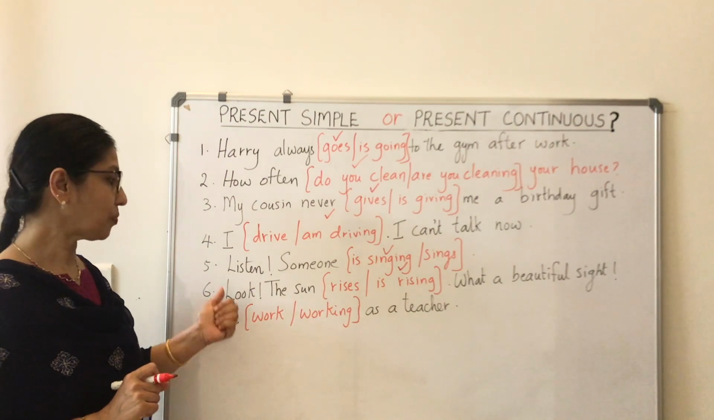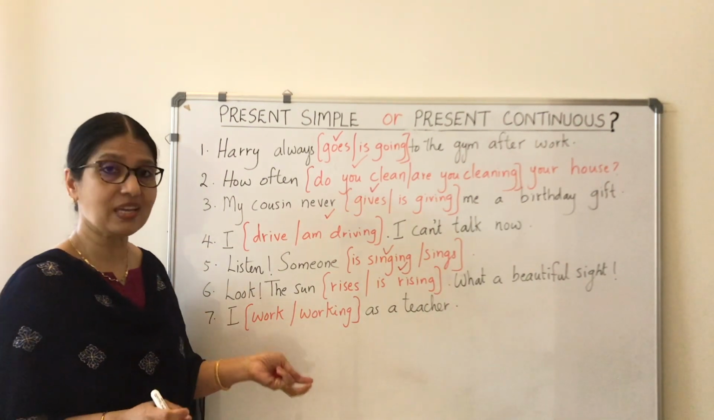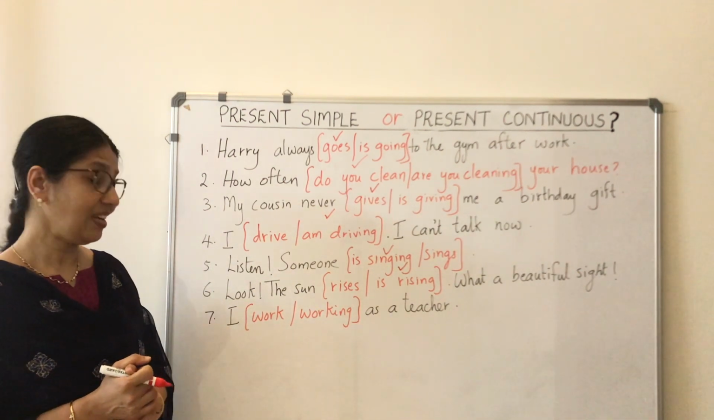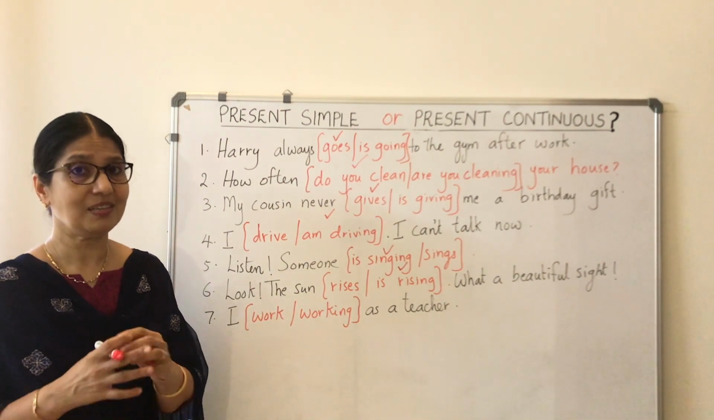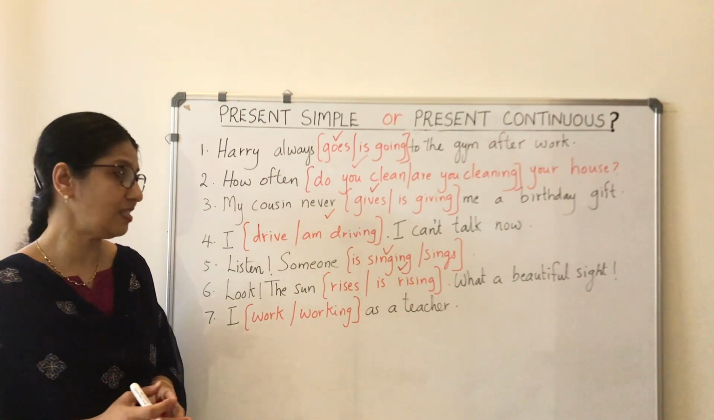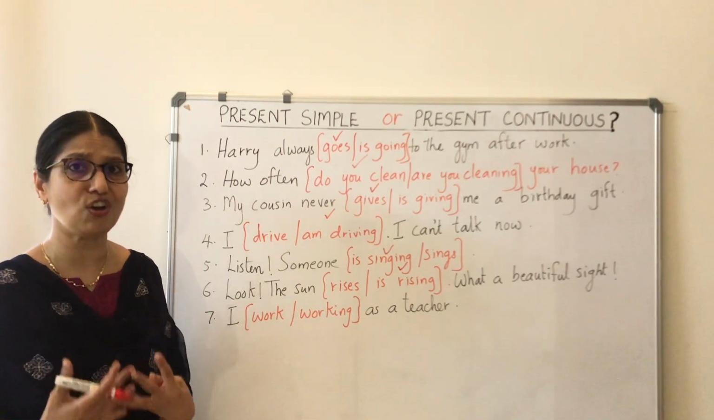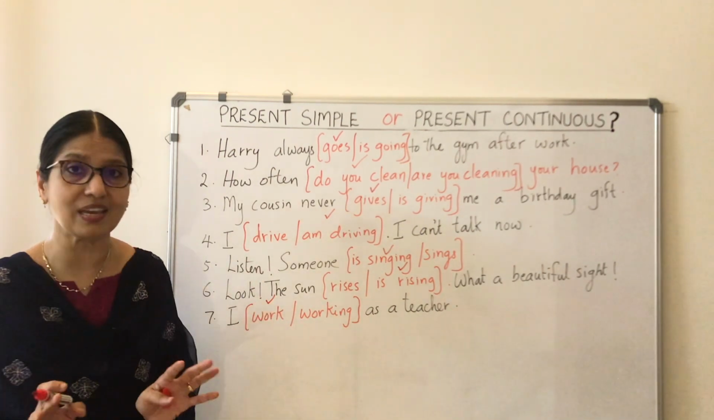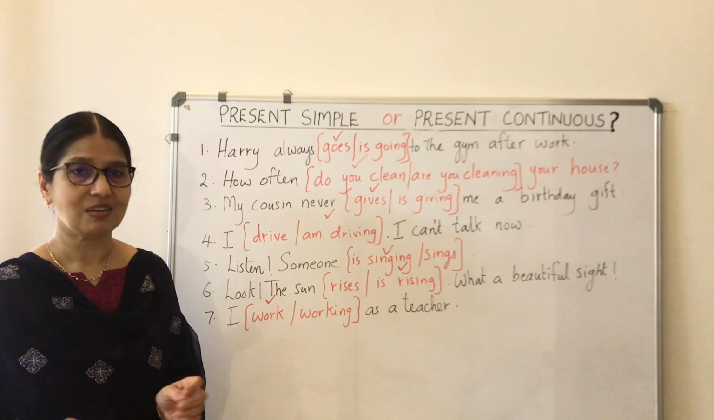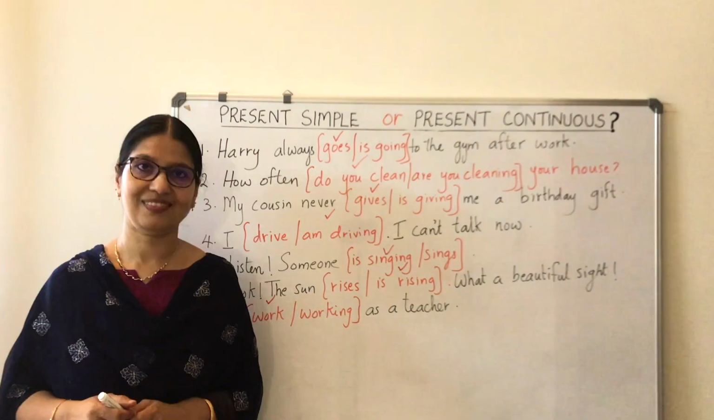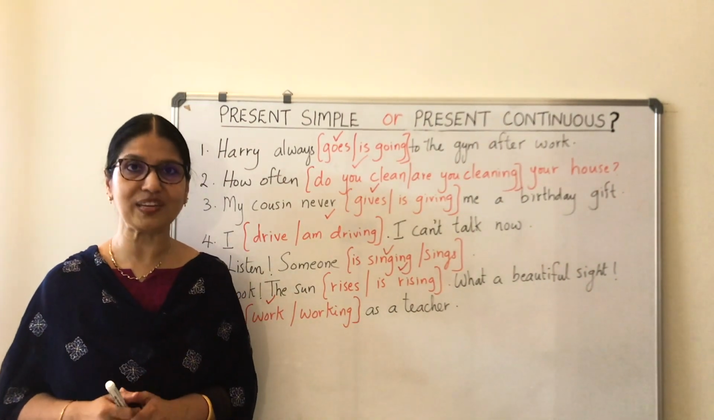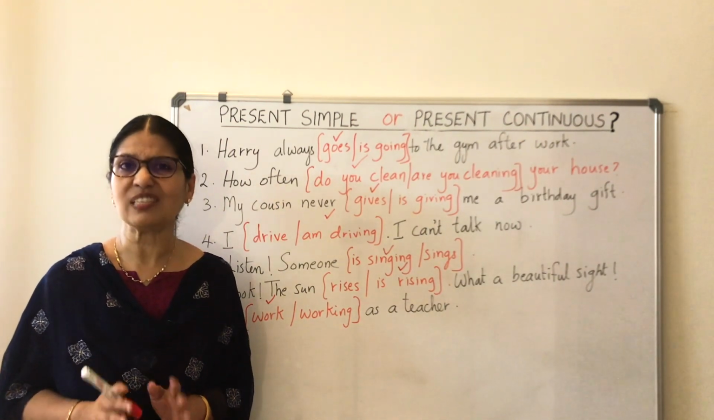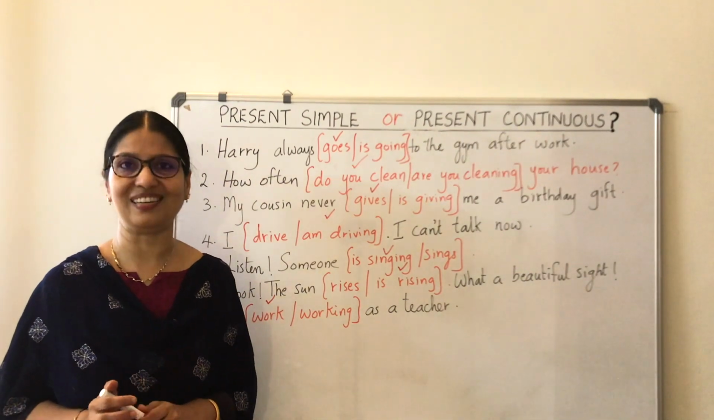This last one, I work or working as a teacher. I told you that you will give me the right answer for this. Here I'm talking about a permanent kind of situation. It's not a temporary arrangement. This is my job. I work as a teacher. So it should be this, not I'm working, because I'm not talking about a short period of time. I hope you have learned the differences between present simple and present continuous tenses. And I believe that you are all set to use these two tenses confidently.